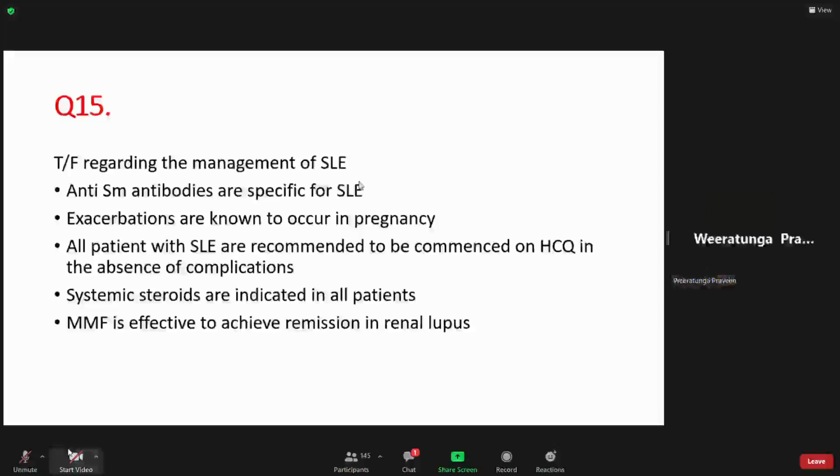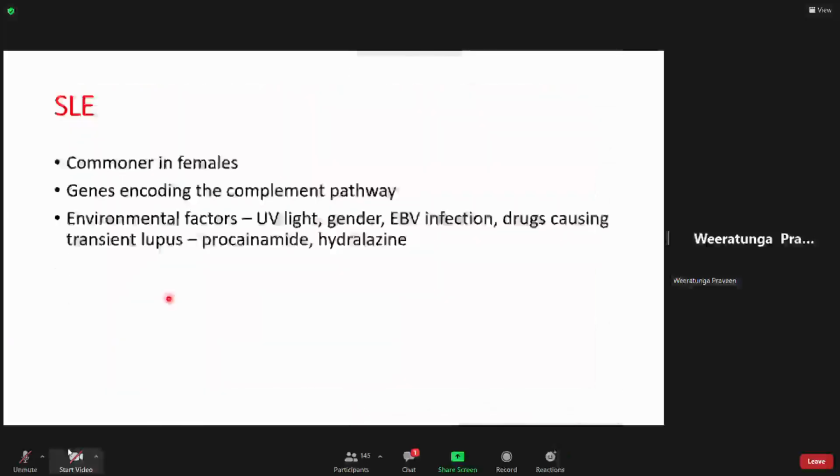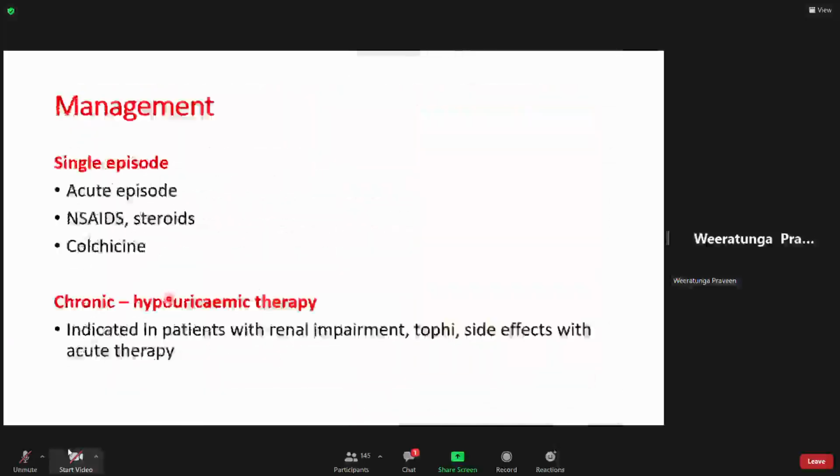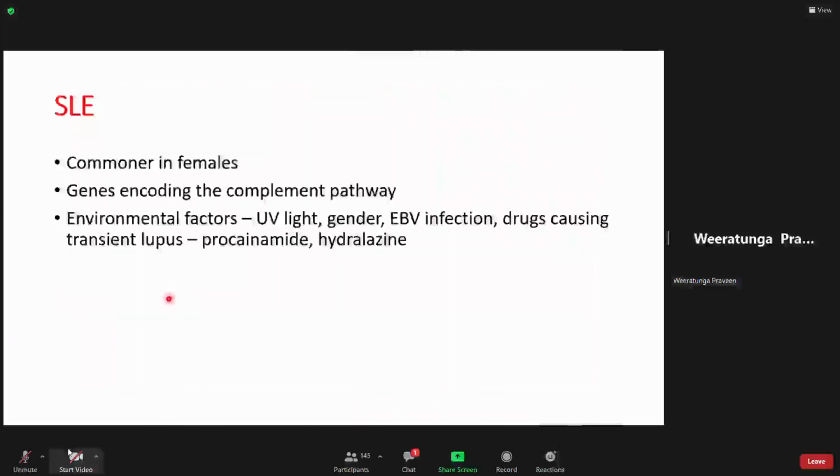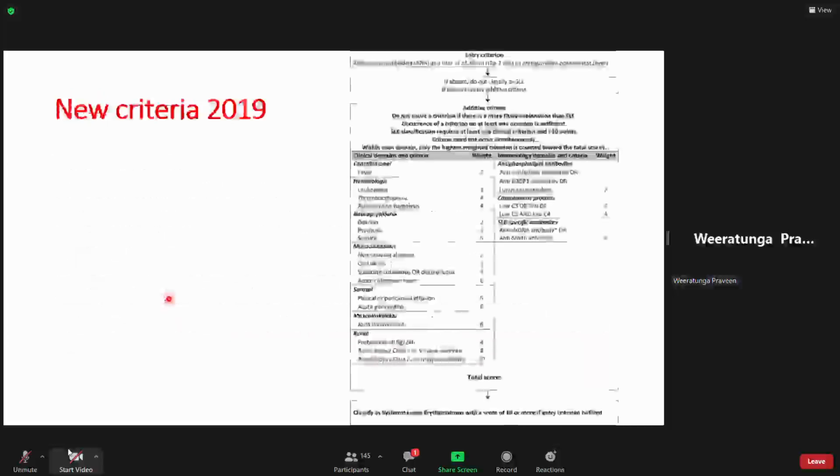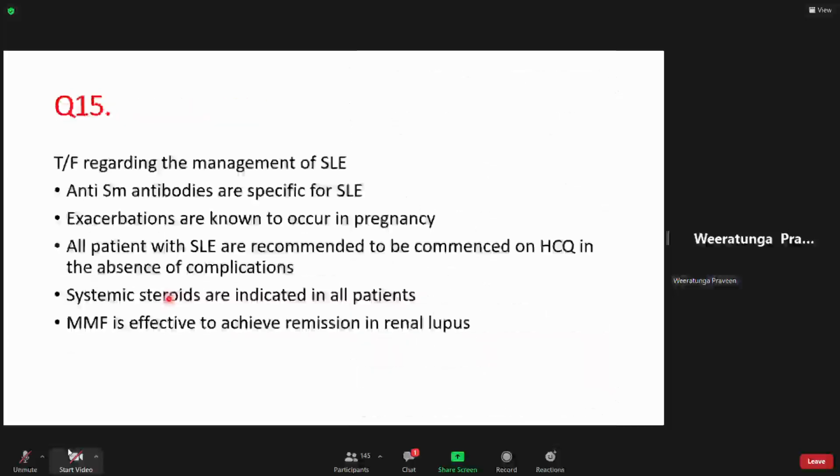So exacerbations are known to occur in pregnancy, and I also went through with you a list of other things that can precipitate SLE. Right? We talked about a few more, especially drugs. Now, in the management of SLE, all patients are recommended to be started on hydroxychloroquine. And there are lots of benefits of doing that.